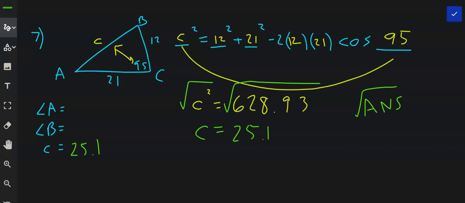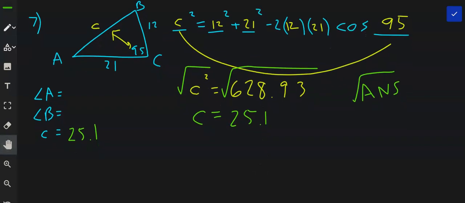Okay, now that we got side C, what would you like to do? Would you like to find angle A or B first? We're going to allow Mr. Meyer to choose angle A. He's going with angle A.